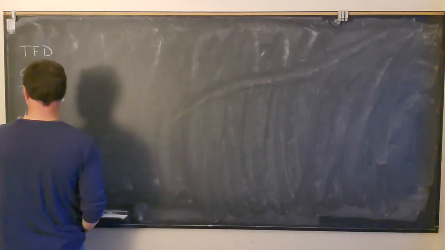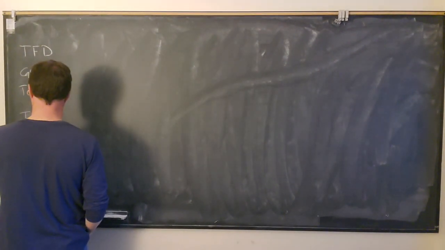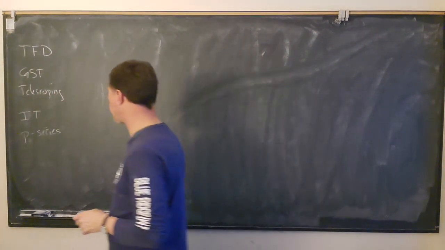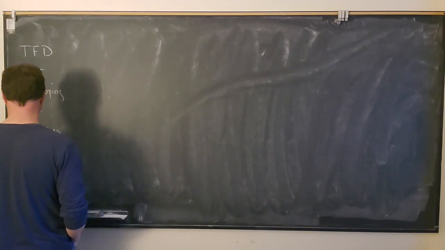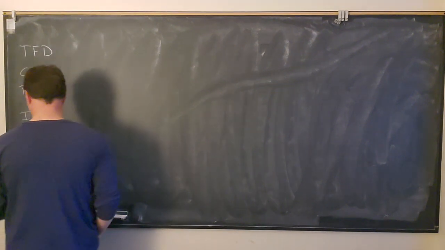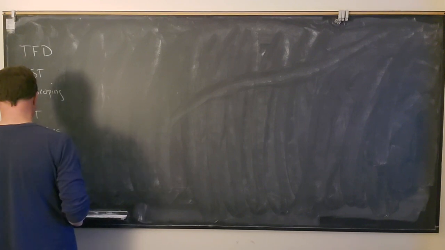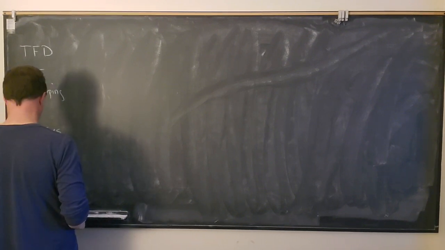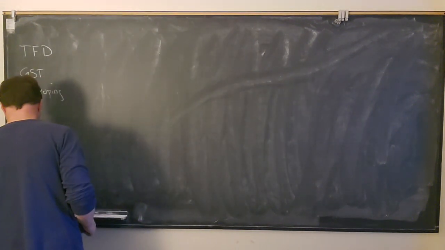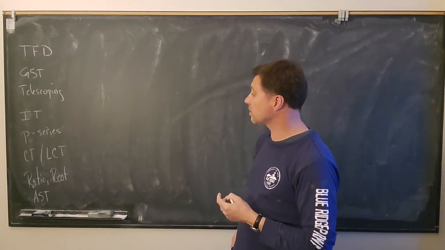Right? So then there's telescoping. What else did we get? So the next test we got is the integral test. P-series, all right, so the p-test. We've got the comparison test and the limit comparison test. We've got the ratio and root tests. And then the last one here, we put it right down here, alternating series test. All right, so there's your tests.